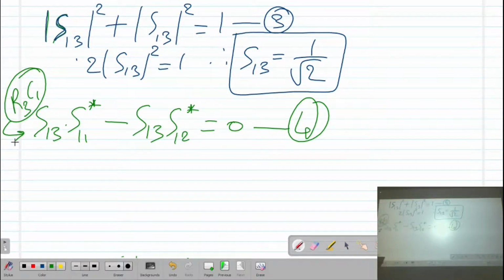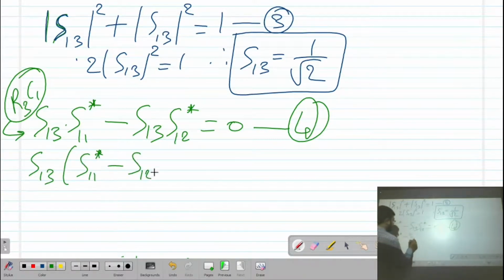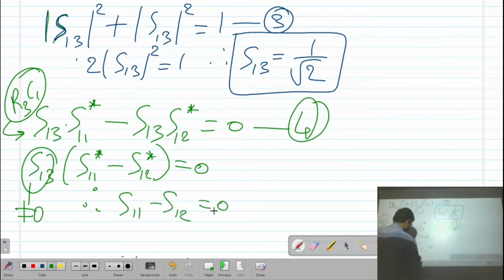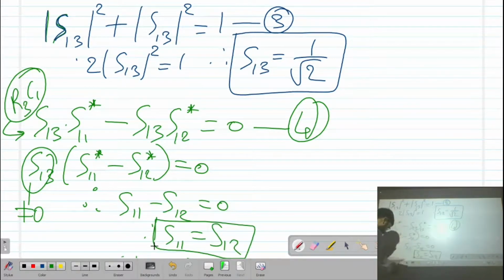Okay, further what we can do is, we know that S13 into S11 star minus S12 star is equal to 0. But we know that S13 is not equal to 0, therefore S11 minus S12 is equal to 0 and S11 is equal to S12.